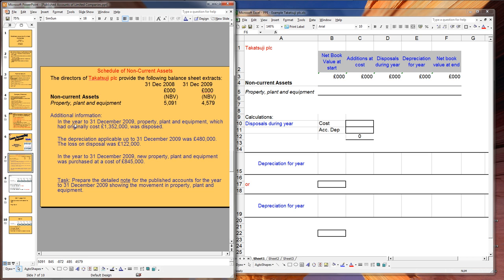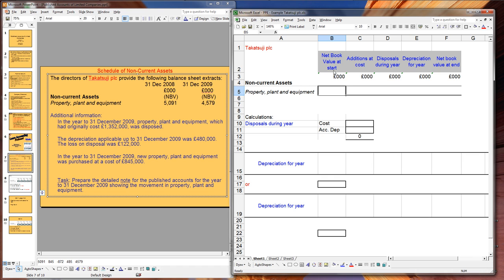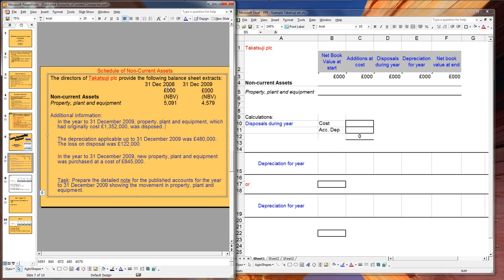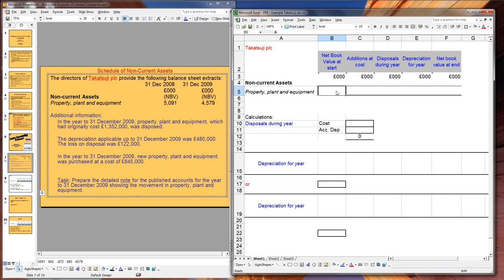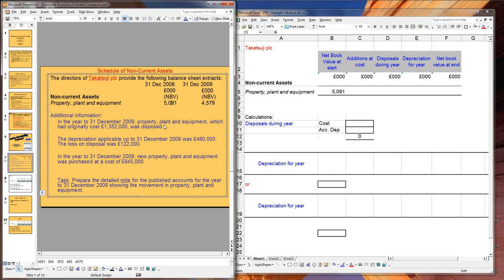What we're doing in this case is plugging in the information that we've got. For net book value at the start, we have to prepare this for the end of 09, so the start would be the end of 08, for the beginning of 09. I'm going to use the thousands key as well, so it's 5091. Any additions at cost, so any additions of PPE. Look at the question: this is original cost, that's disposals, so it's accumulated depreciation. So new property price, there we go. We've got 845, so 845 will go in here.